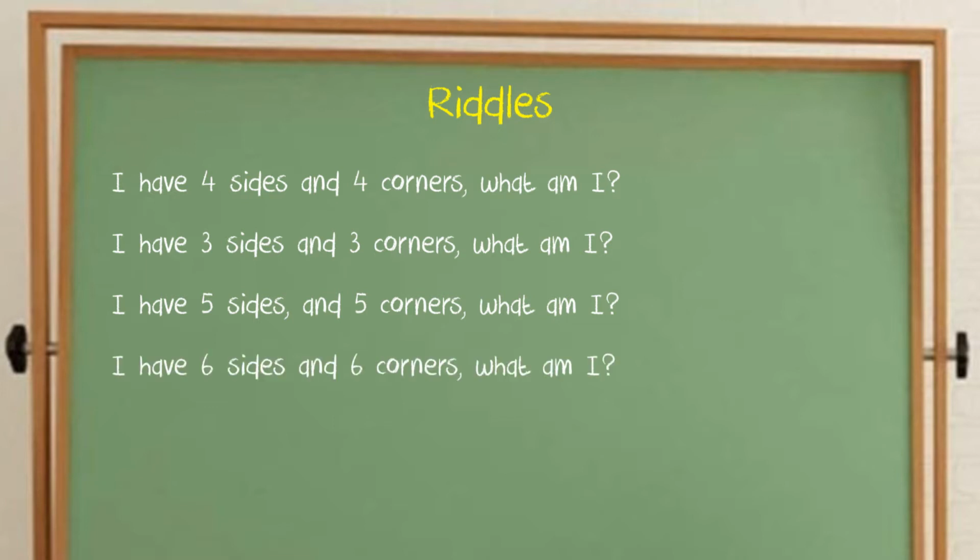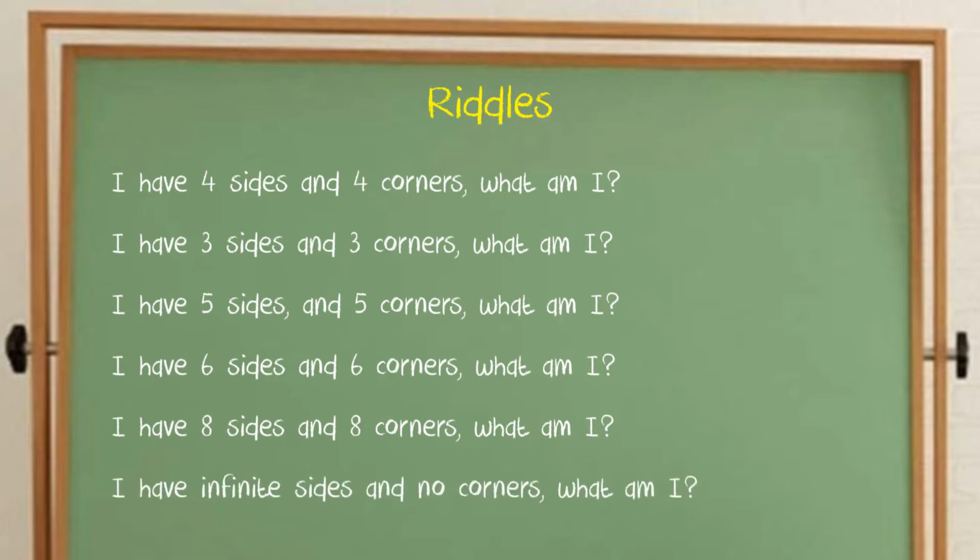I have 6 sides and 6 corners. What am I? I have 8 sides and 8 corners. What am I? And the final one, I have an infinite side and I have no corners. What am I? Think about it. What shapes have 4 sides, 3 sides, 5 sides, 8 sides, and an infinite amount of sides?